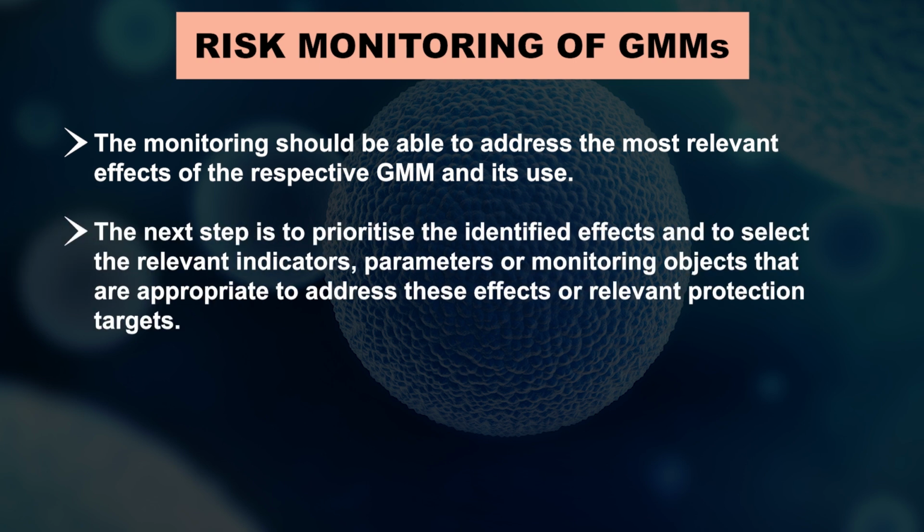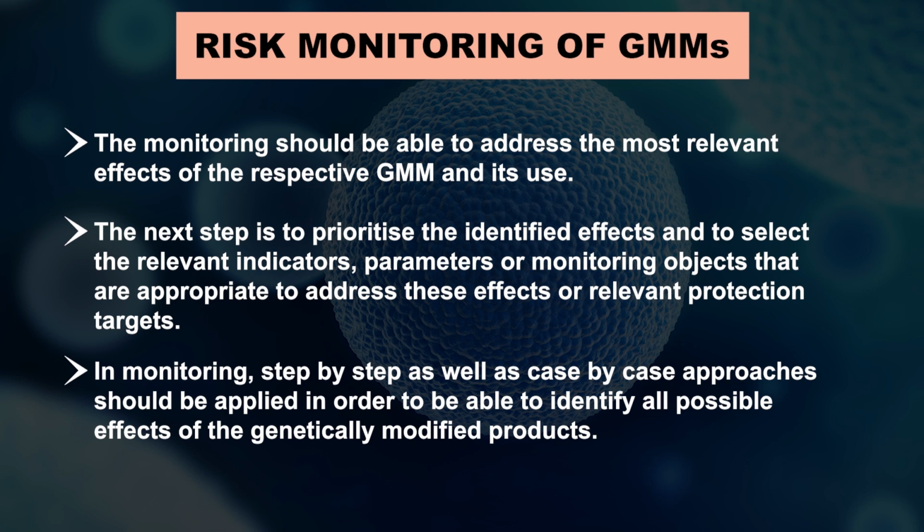The next step is to prioritize the identified effects and to select the relevant indicators, parameters and monitoring objects that are appropriate to address the effect or relevant protection targets. In monitoring, step by step as well as case by case approaches should be applied in order to be able to identify all possible effects of the genetically modified products.